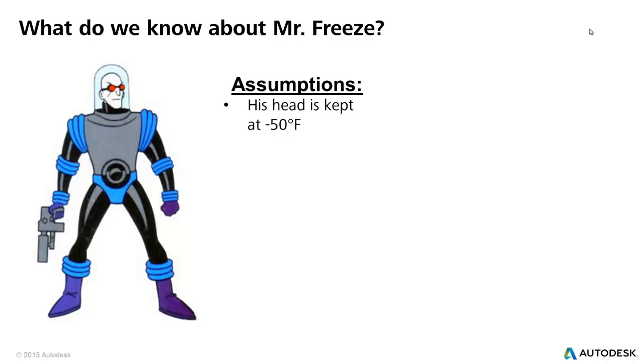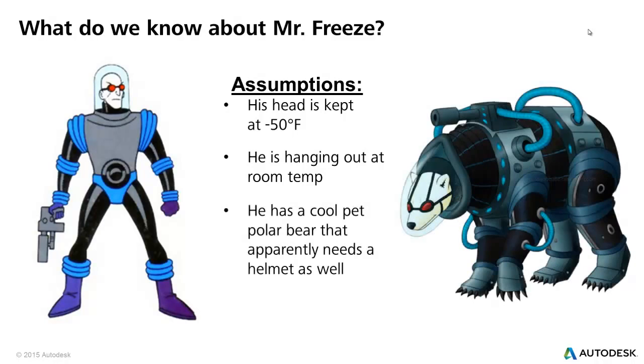First, we know that he keeps his head at a negative 50 degrees Fahrenheit, at least in one version where he's actually an alien instead of just a frozen person. That's the only thing I could find, so that's what we're going with. He also hangs out at room temperature. He's always chasing after Batman, being angry outside, so, you know, the sun's out. He stays warm. And also, he has a really cool pet polar bear. Look at him! And that polar bear somehow needs to wear a helmet as well. I'm not sure why, but if any of you know why the polar bear needs a helmet and suit, please let me know.